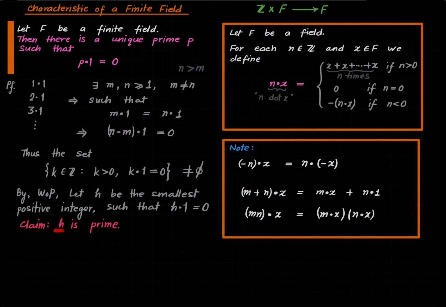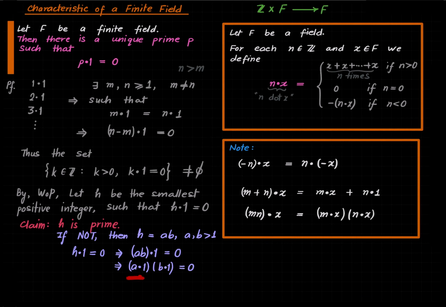So now to prove h is prime, if h is not prime, then we can write h as a times b, where a and b both are greater than 1. So since h dot 1 is 0, we get ab dot 1 is 0, which gives us a dot 1 times b dot 1 is 0. But then, since we are working with a field, either this is 0 or that is 0. One of them definitely has to be 0.